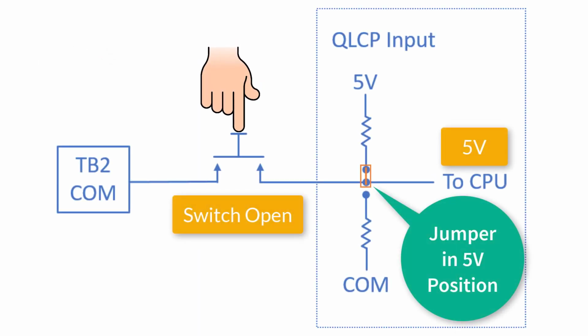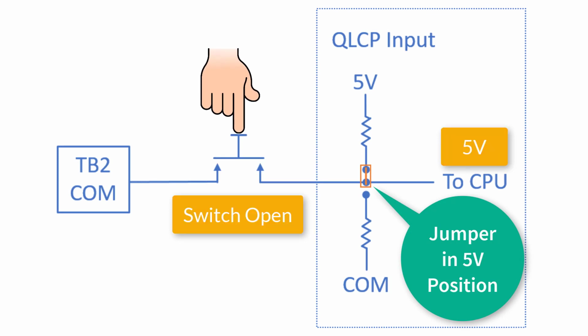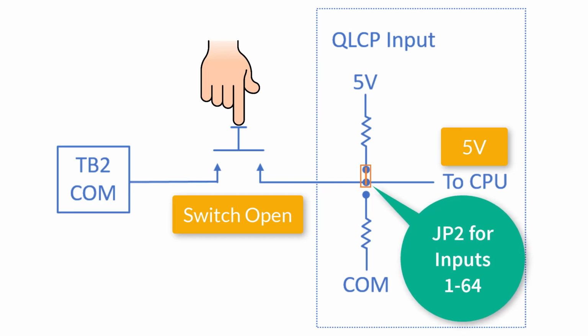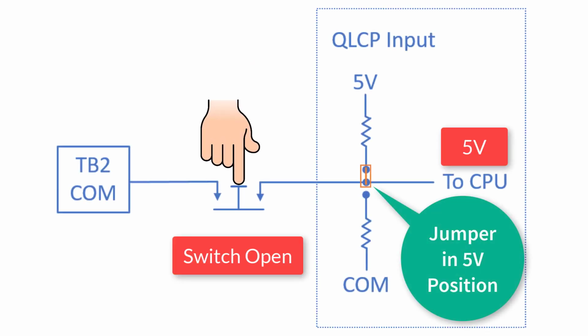If a closed switch contact applies 0 volts or COM to the inputs, you need to configure the normal state of the QLCP inputs, the state when the switch is open, to be 5 volts using input jumper JP2 for inputs 1 through 64 and JP1 for inputs 65 through 128. 5 volts is the factory setting for these jumpers. Here we see a normally closed switch configuration that also requires the input jumper to be in the 5-volt position.